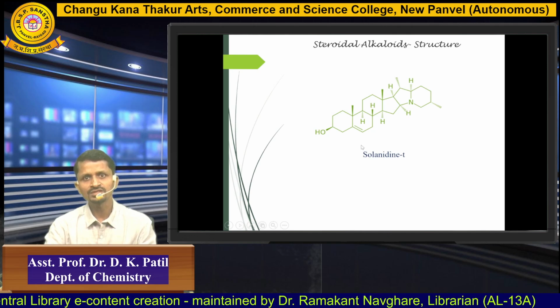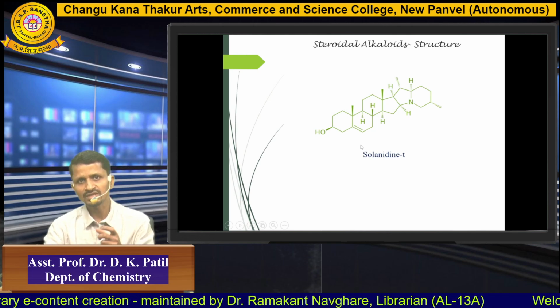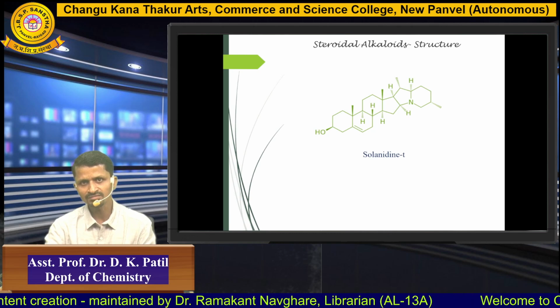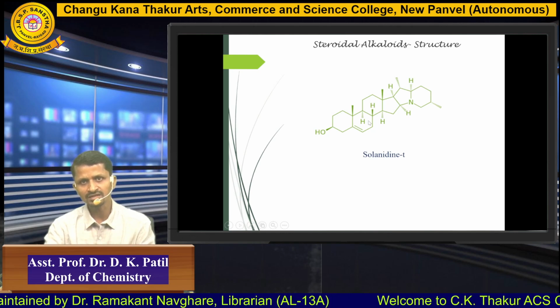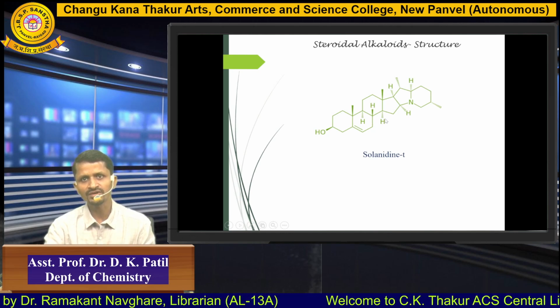This is the structure of solanine T, where the hydroxyl group is present at carbon number 3, and basically there is a tetracyclic ring system along with 6 and 5 membered rings.